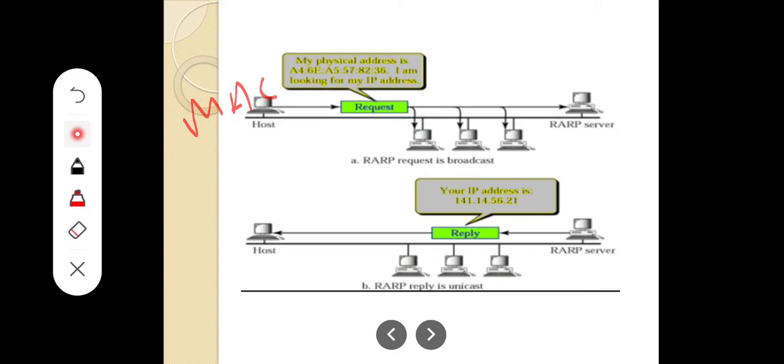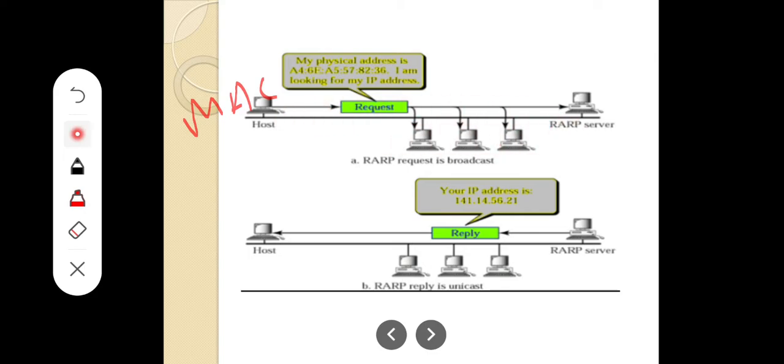It is a broadcast, not a unicast. What do you mean by broadcast? The information will be sent to each and every system that is available in the network. So it will be given to this system, this one and also this one. Clear? The IP address is in the hand of a server called the RARP server. Only this RARP server can respond to the message and give the host its IP address. The others will not respond.